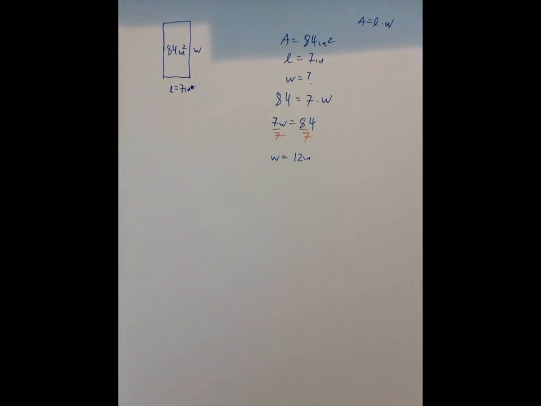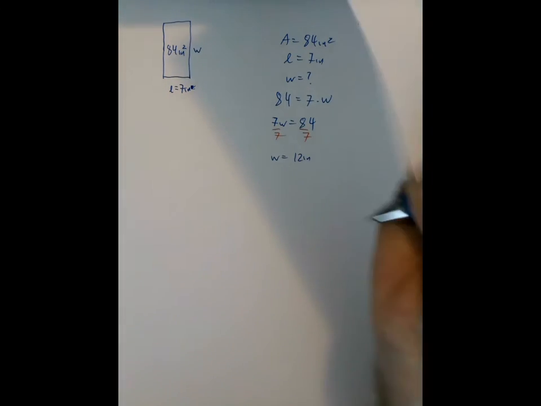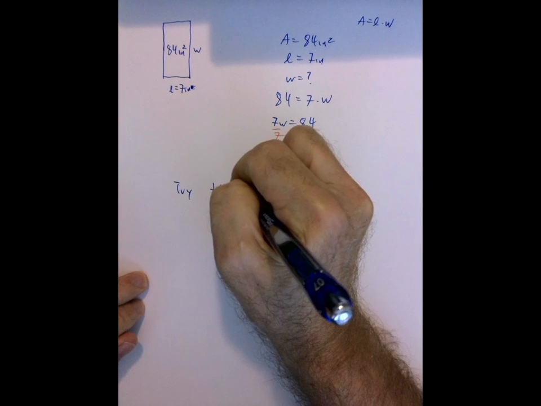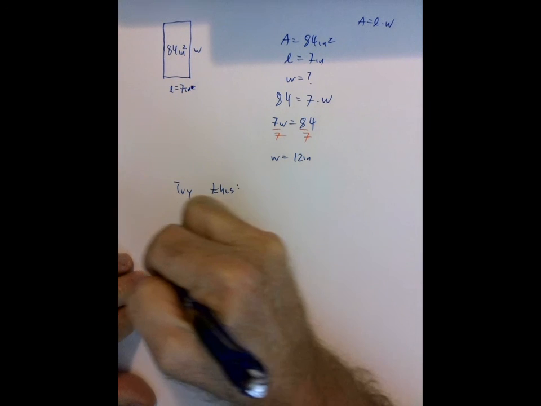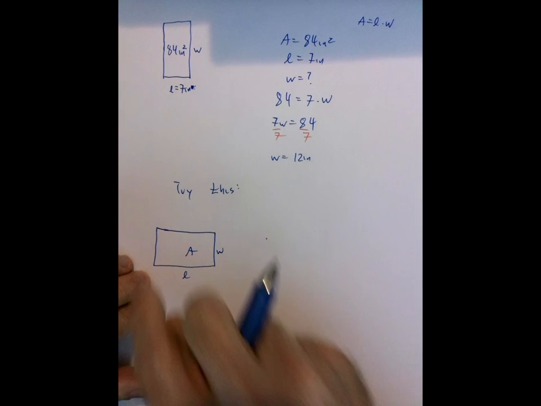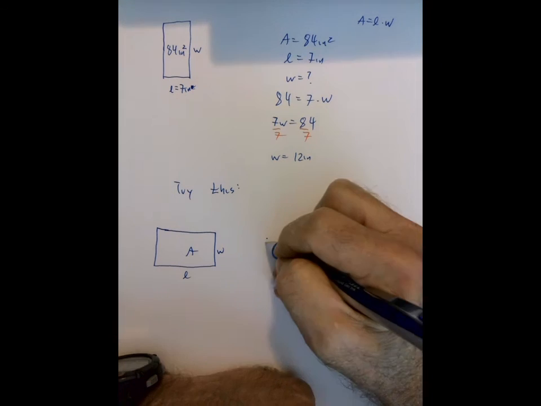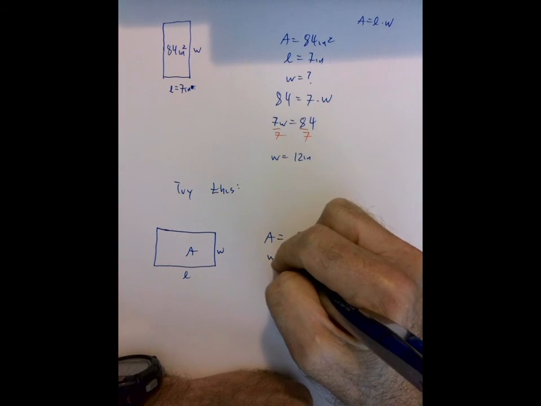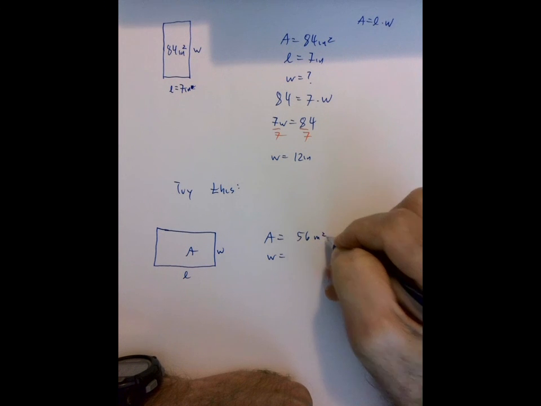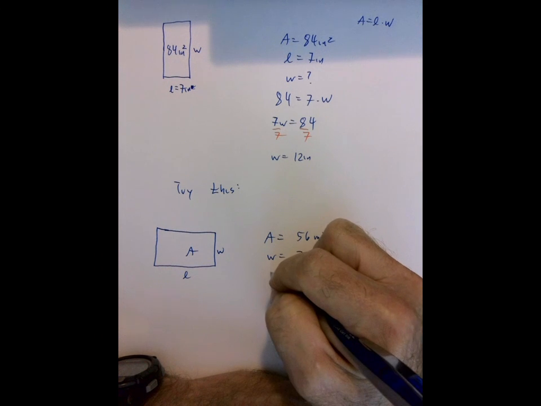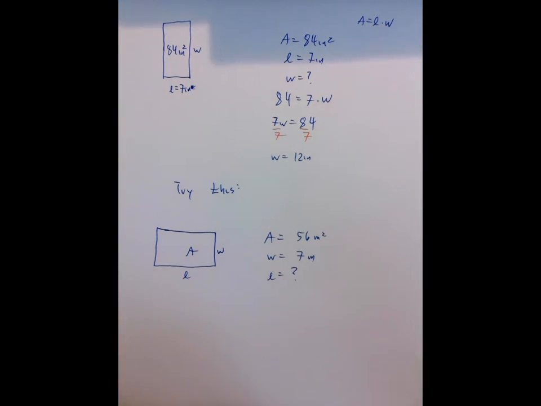Okay, so hopefully that is going to work for you. Now, you try this one. I'm going to give you a rectangle here, and I'm going to tell you that here's the length and the width and the area. It's not a very good rectangle. Just pretend that's a rectangle. I'm going to tell you that the area is 56, let's say square meters. I'm going to tell you that the width is, let's say, 7 meters. What would the length be?